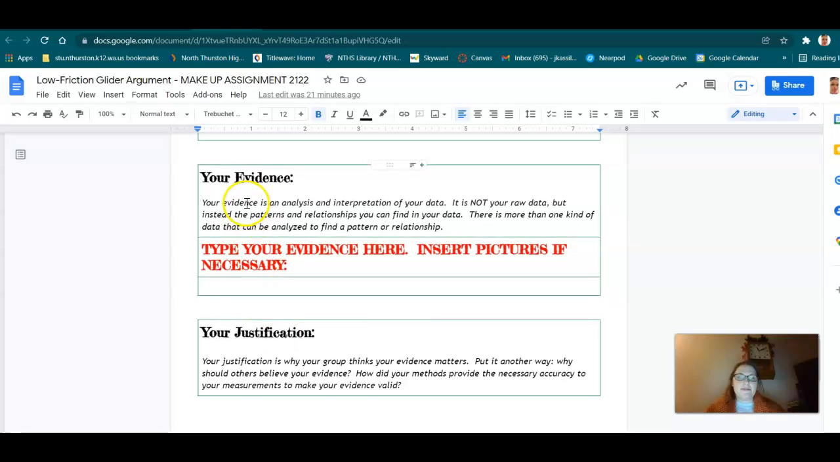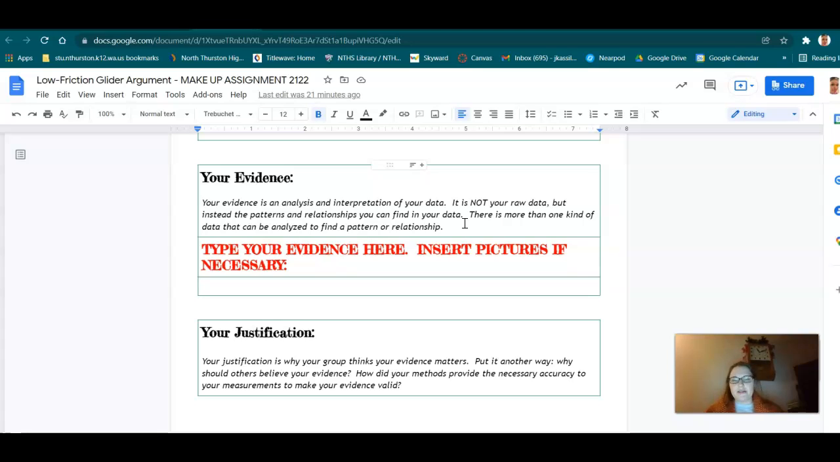Your evidence. This is not where you just repeat your data table. I can read your data table. It's in this document. I'm going to read it, okay? But instead, you need to explain the pattern and relationships you find. You need to not just explain them, you need to describe them because they are the result of you analyzing the raw data.